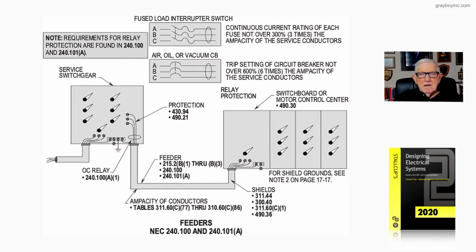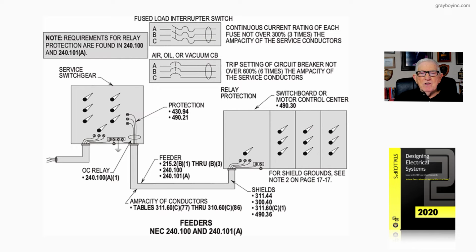Then again, see the ampacity of the conductors. You're going to the new Article 311 and pick up tables 311.60C77 through 311.60C86 based upon conductors and conduit in the ground or above ground or in cables, whatever. And then notice the feeder calculation is 215.2B1 through B3 based upon exactly what the feeder supplies.